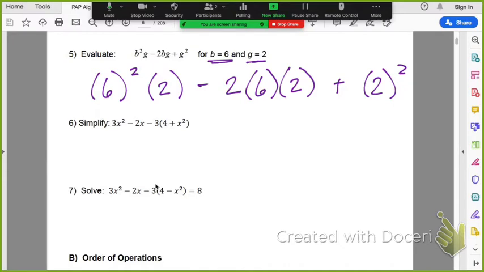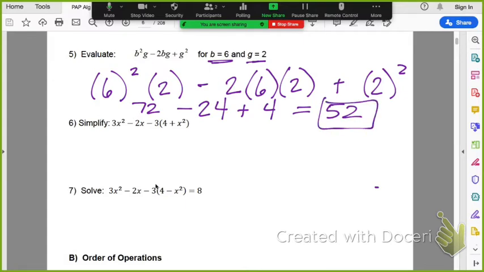So when I evaluate this, 6 squared is 36 times 2, 72, minus 4 times 6, 24, plus 2 squared, which is 4. So you end up with 52. Is that what you guys got? Yes? Good, I did it right.